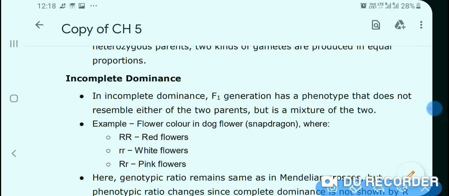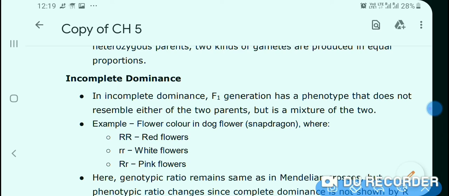Incomplete dominance: the F1 generation has a phenotype that does not resemble either of the two parents, but is a mixture of the two. That means when we cross two plants of contrasting traits, such as the red color flower and white color flower of Mirabilis jalapa. It is often asked in the CBSE board exam.